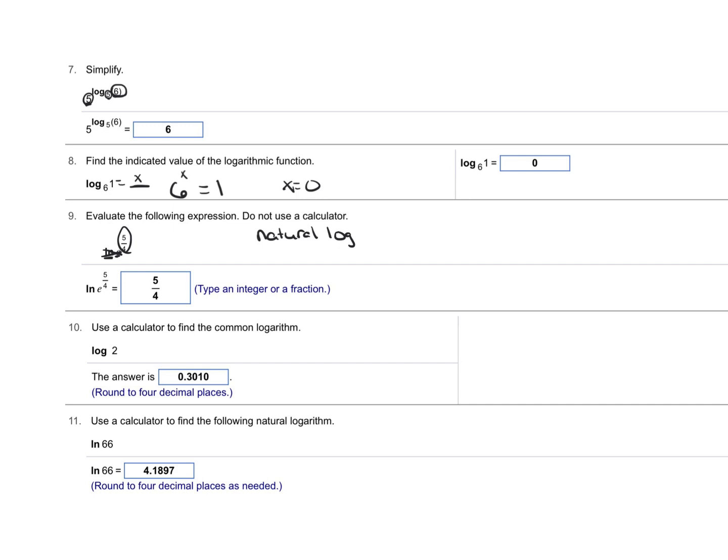Okay, when it says common log, that means we're talking about log base 10. It's the log that your calculator does. So if in your calculator you type in log of 2, it will tell you this answer when you round to 4 decimal places. This is a button on your calculator. You're just going to type in ln of 66, the natural log of 66, and you will get this number.